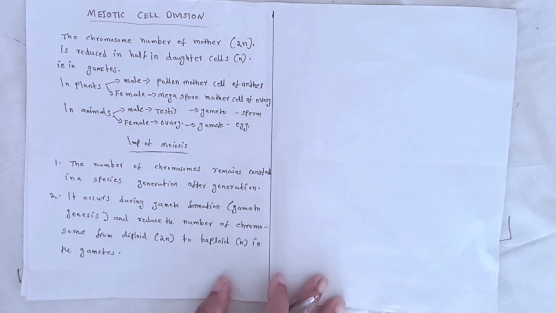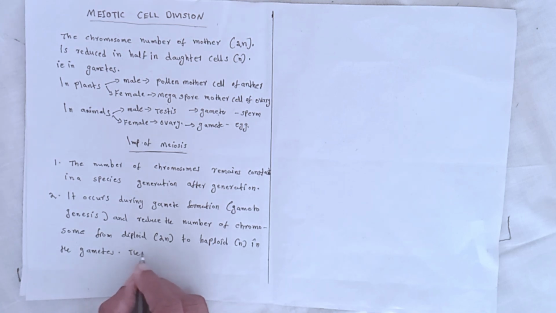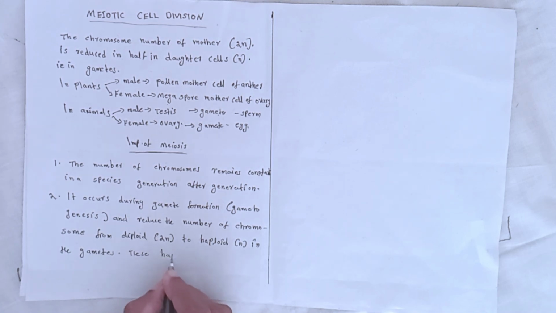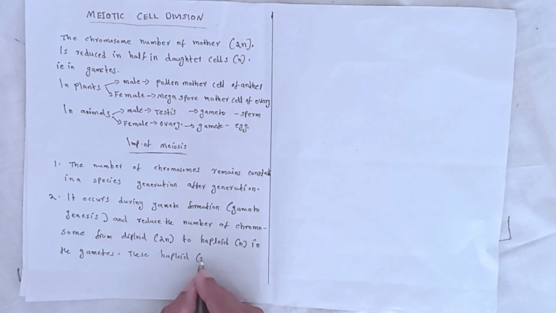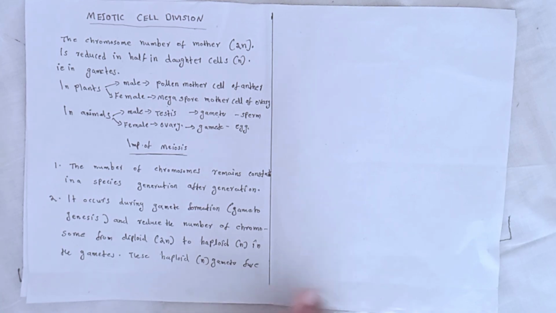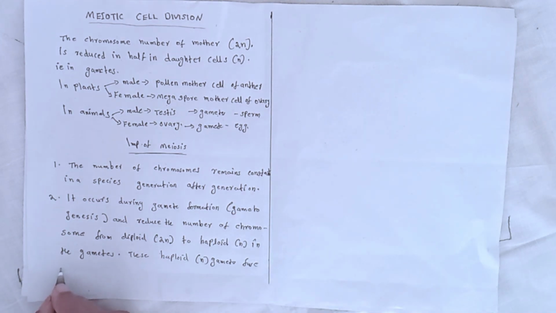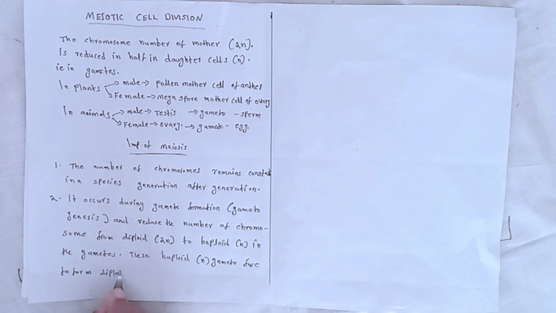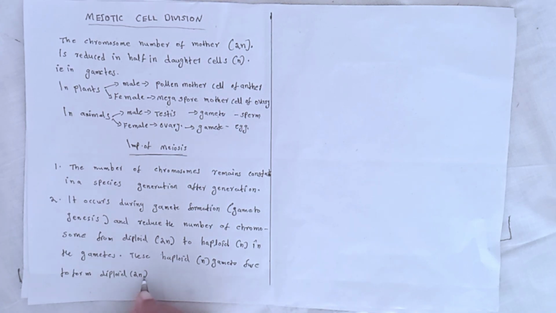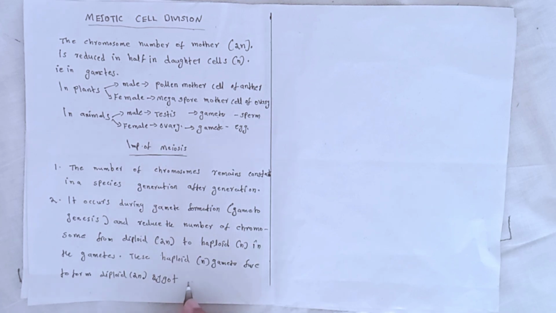These haploid gametes fuse to form a diploid zygote during fertilization. Haploid gametes, that means haploid male and haploid female gametes, fuse to form diploid, that is 2n, in the zygote during fertilization.